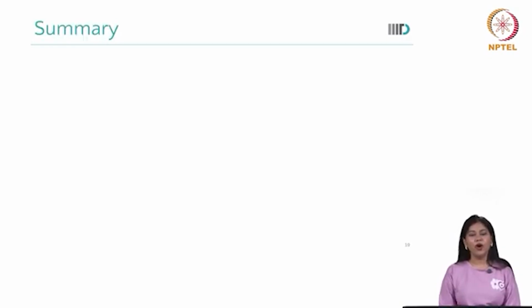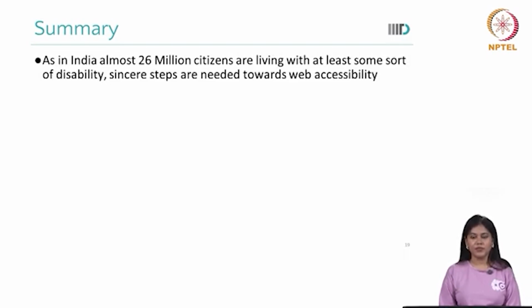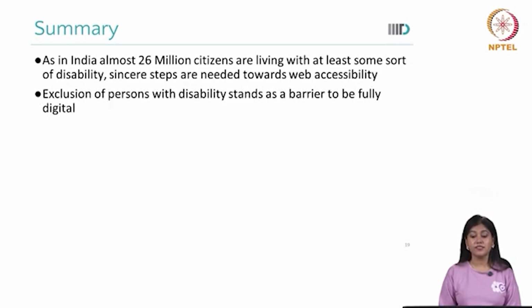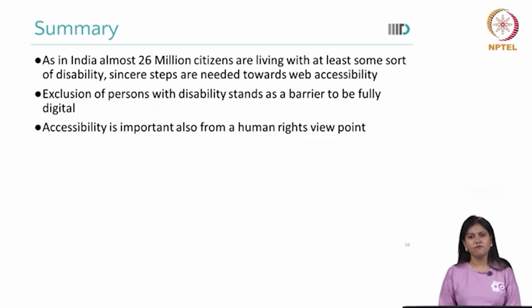Now summarizing what we understood in today's case study. As we know, in India, a country with diversity, 26 million citizens have some kind of disability. Exclusion of persons with disability stands as a barrier to the full society. Not only for them, but we are also failing as a society. Accessibility is also important from a human rights perspective. It's not about goodwill that our website has maintained the accessibility guidelines. It's not a luxury, it's a necessity.